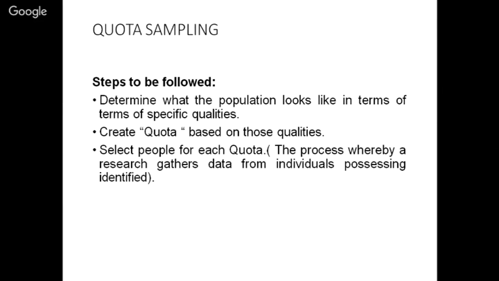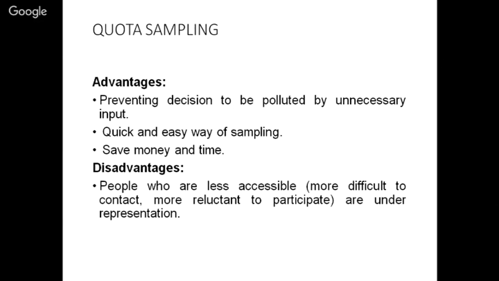Steps to be followed in the quota sampling method: determine what the population looks like in terms of specific qualities, meaning depending upon some specified characteristics, the population is divided into different quotas. Create quotas based on those qualities and select people from each quota. Then comes the process whereby the researcher gathers data from the individuals identified.